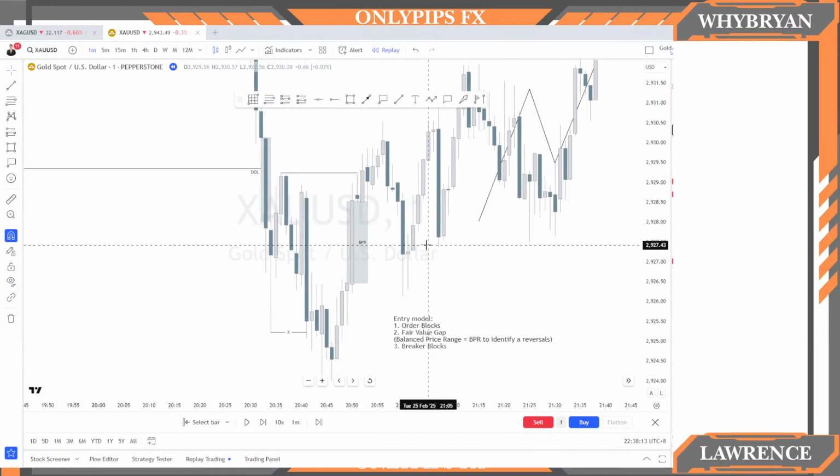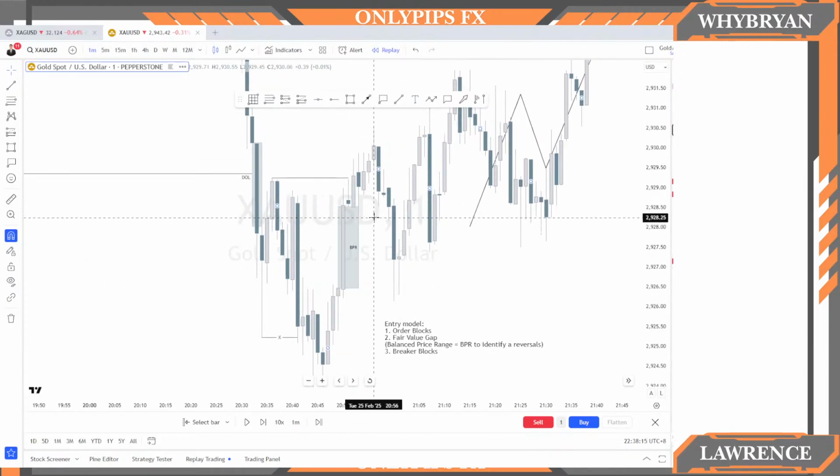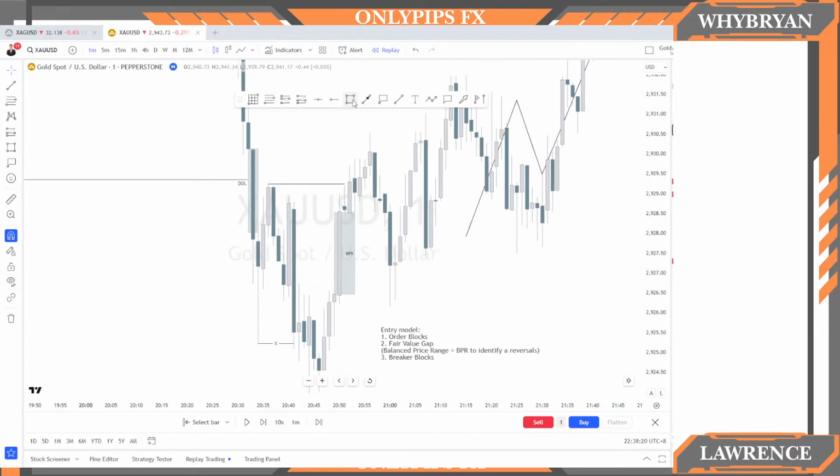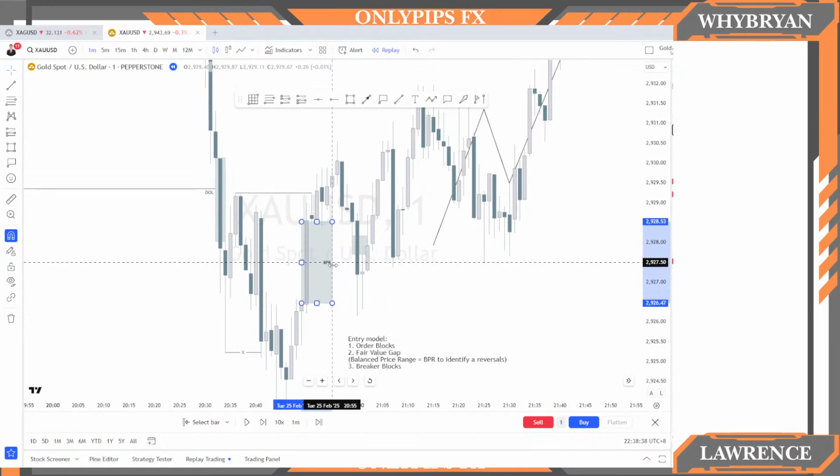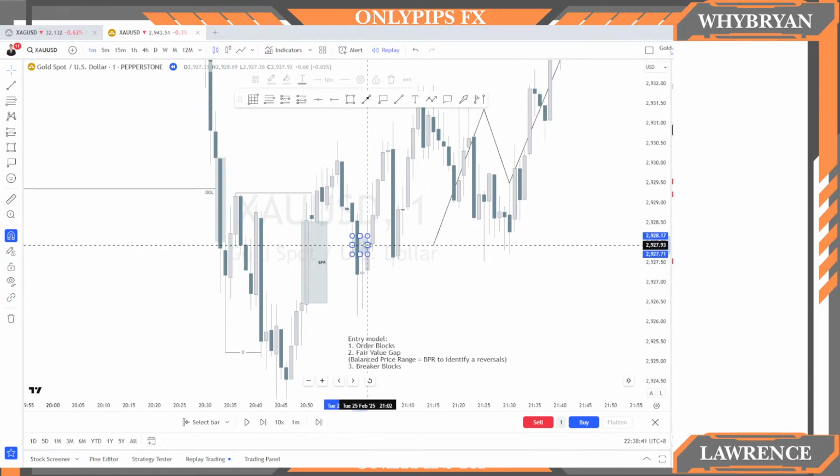So what can we say? The first BPR is maybe potentially not that clear. So what you can do is, we want this BPR to get respected and continue higher, and it should not close inside this range. Secondly, the price just dropped massively and took out this high. So it is quite concerning, right? Yes, I know.